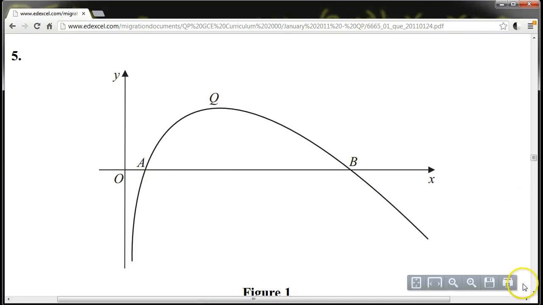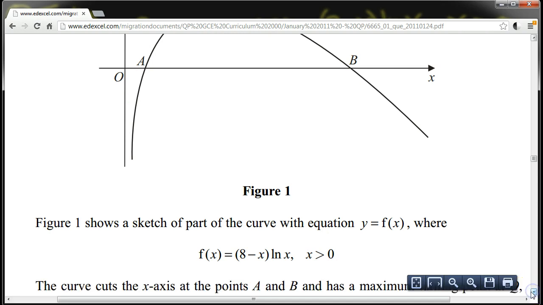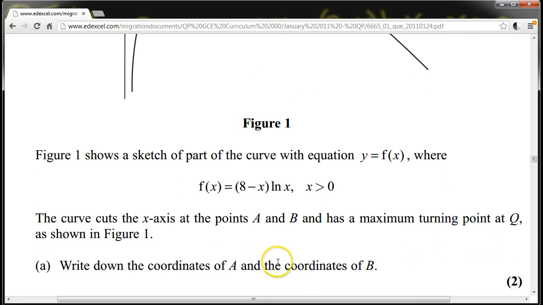So we have this figure, figure 1. Figure 1 shows a sketch of part of the curve with equation y equals f of x, where f of x equals (8 minus x) times ln x for x greater than 0. The curve cuts the x-axis at the points A and B and has the maximum turning point at Q, as shown in figure 1. Write down the coordinates of A and the coordinates of B.